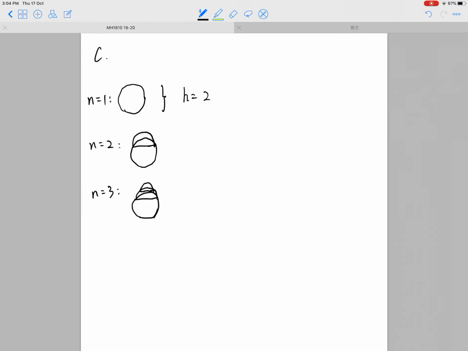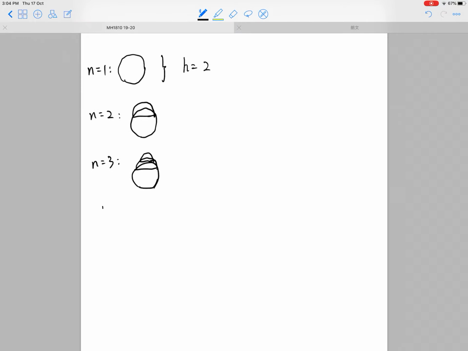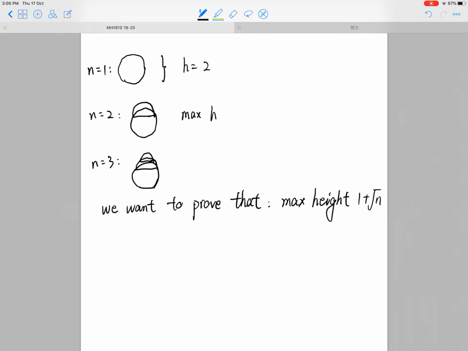Okay, here, what is the height? The question wants you to prove that. So we want to prove that, for case n, the maximum height is 1 plus square root of n. So for example, here we want to prove that the maximum height is 1 plus square root of 2. We want to prove that the maximum height is 1 plus square root of 3. Okay, this is what we want to prove.